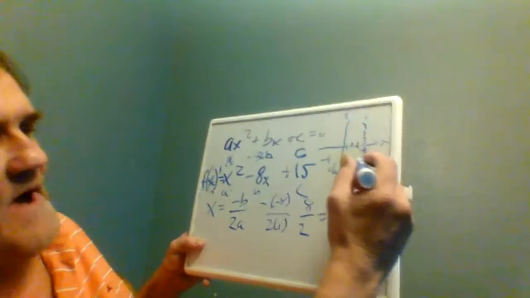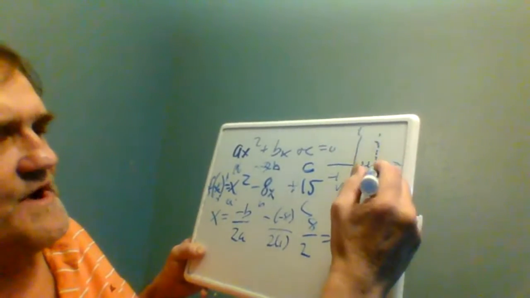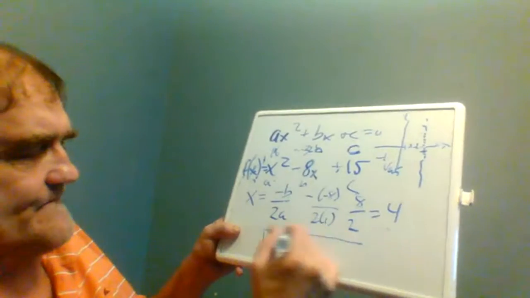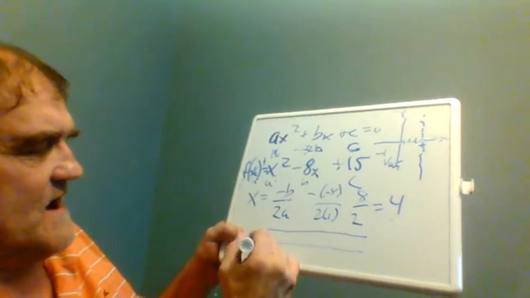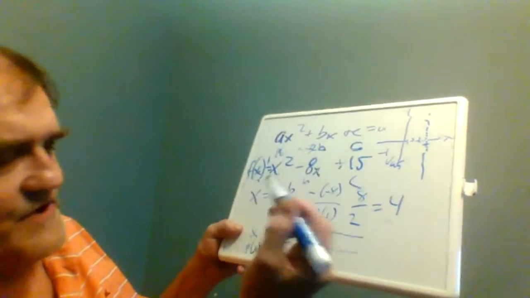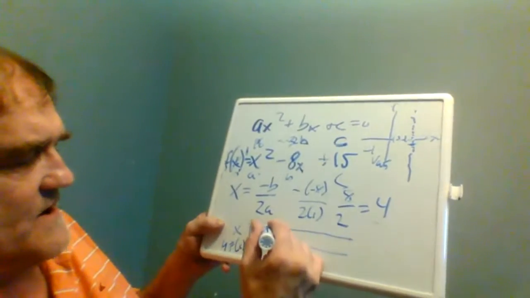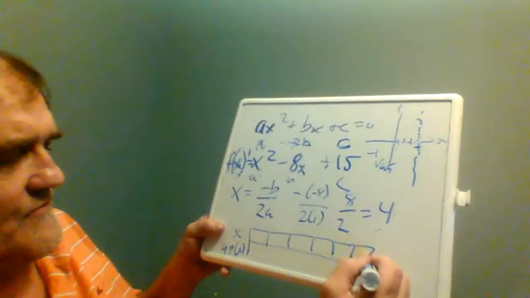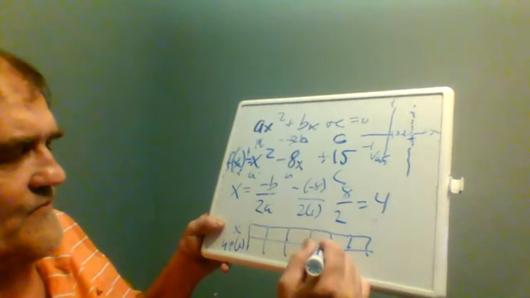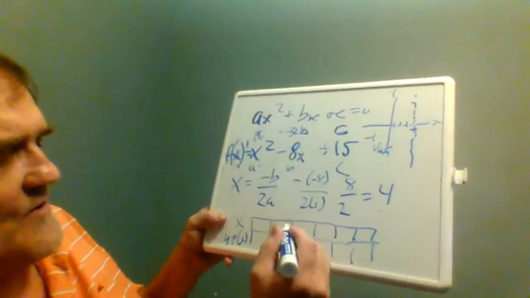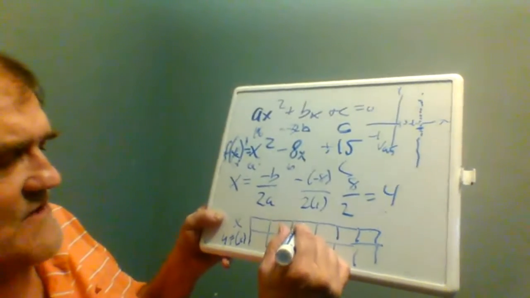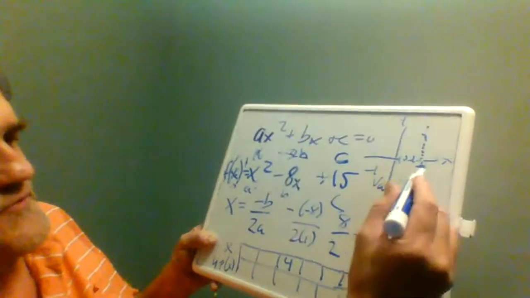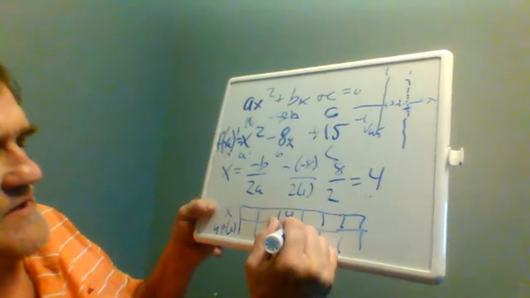Now, you want to find the other coordinates? Here's how you do it. You would set up a t-chart like this with x and f of x. F of x is equivalent to y. And you got 6 values right there. Well, you got 4 right there. This is your x, and we already know that 4 plugged into this becomes negative 1. So put negative 1 there.